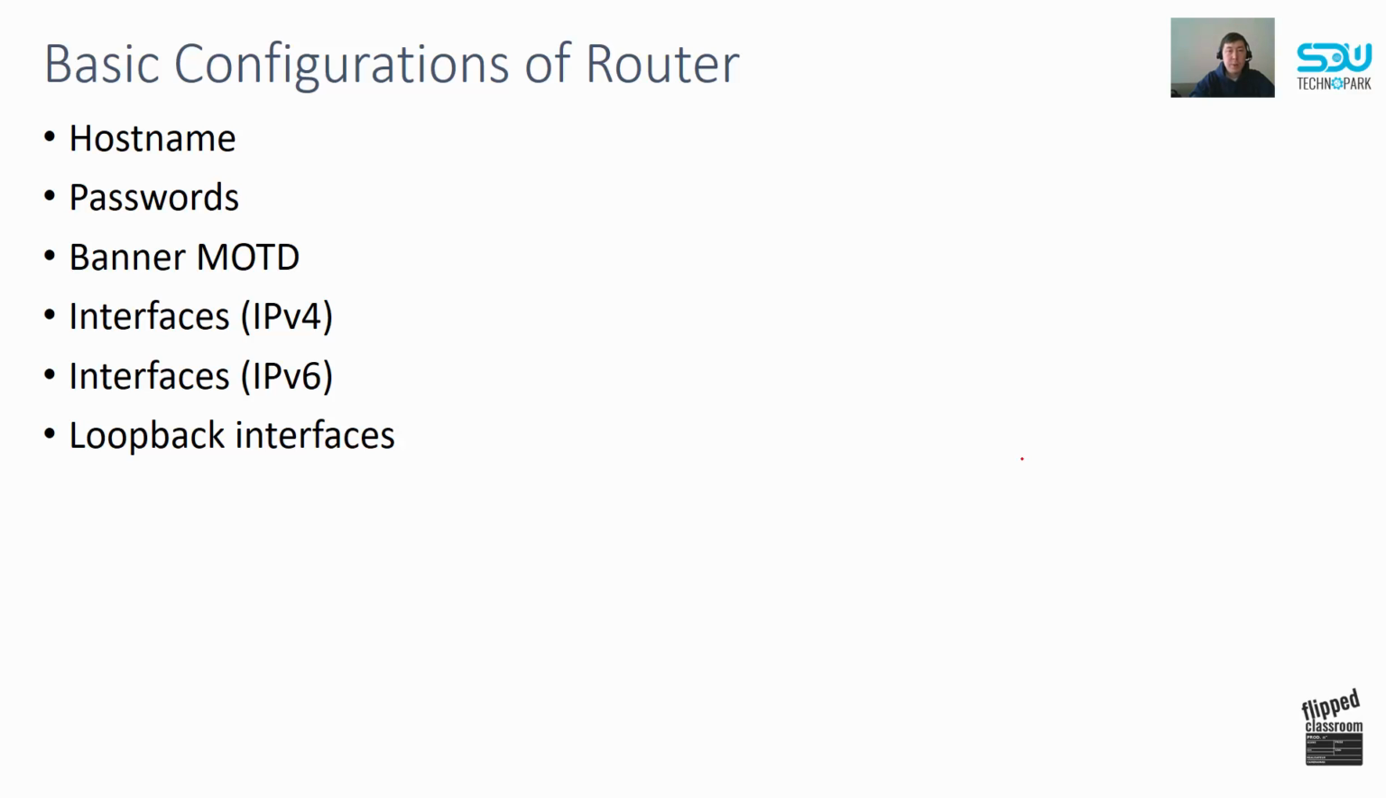Now it's time to take a look at basic configurations of the router. In this case, I will show you how to configure the host name, the passwords, multiple passwords for different modes in the router, and the banner of the message of the day. I will also show you how to configure IP version 4 addresses and IP version 6 addresses for interfaces. And I'll show you what a loopback interface is and how to configure it. Let's start with the Packet Tracer example.